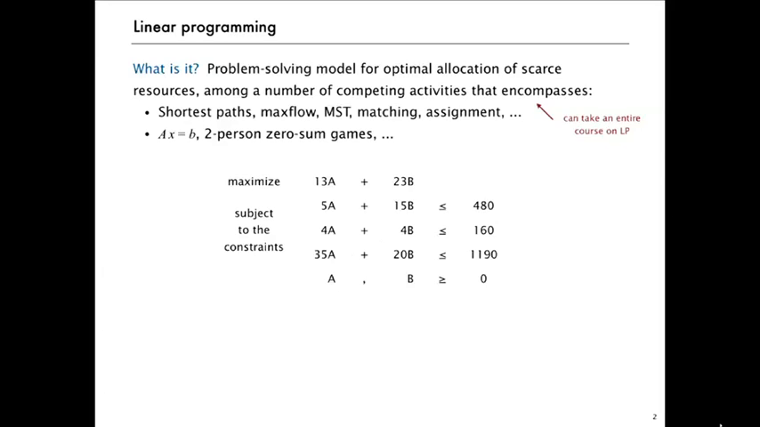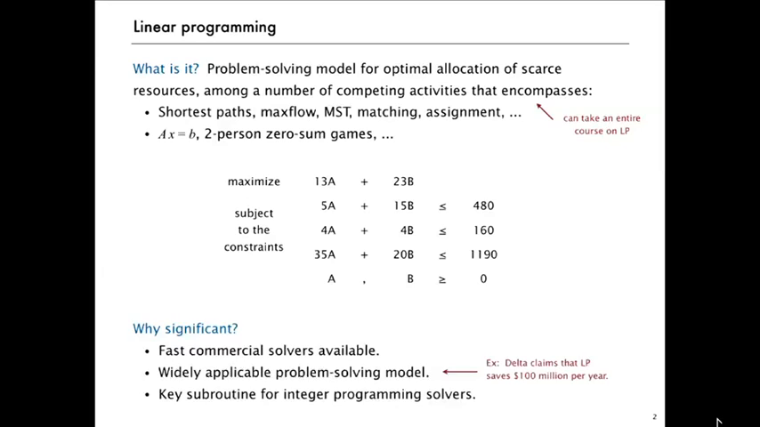There's two steps. The first is whatever problem you have, shortest path, max flow, and like that, you have to formulate it like this. That's reduction. You take your problem and you convert it into this form. And then the second thing is to solve it. That's what linear programming is.